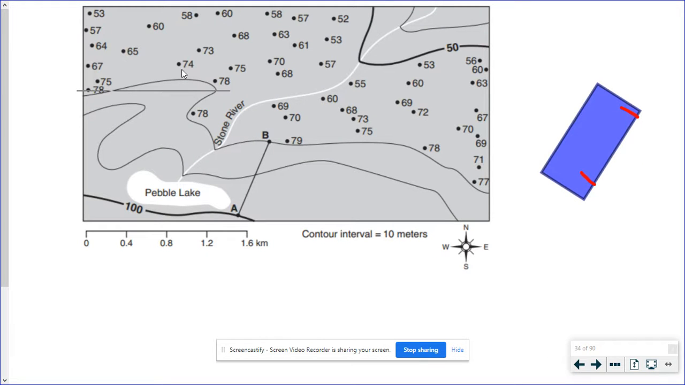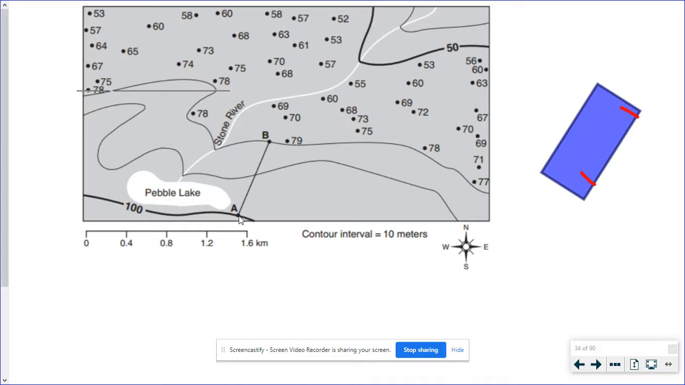Okay, ladies and gentlemen, I'm going to show you how to calculate gradient. As you read in the assignment, the formula is the change in field value over the distance. So this map is asking you to calculate the gradient between A and B. The top of the formula says we have to find the difference in the field value, so we need to find the difference between A and B.